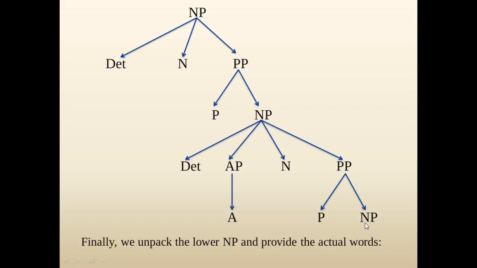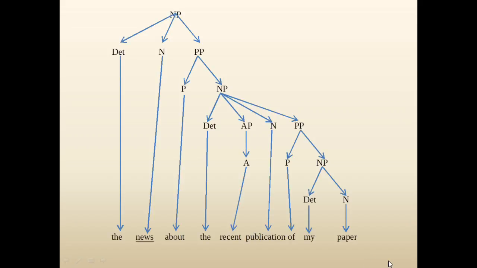Our next step is to provide the constituents of the lower NP, which are a determiner, my, and the head of the phrase, the noun paper, and then provide the actual words of the whole noun phrase. And this is what it will look like. Now you're looking at the complete syntactic tree of the noun phrase the news about the recent publication of my paper. And this concludes the second video.